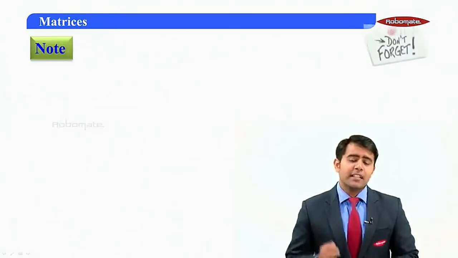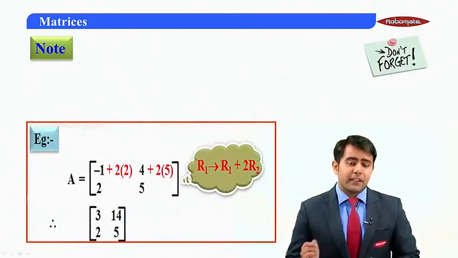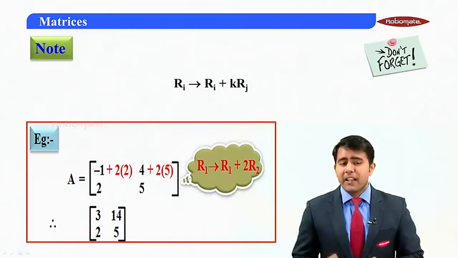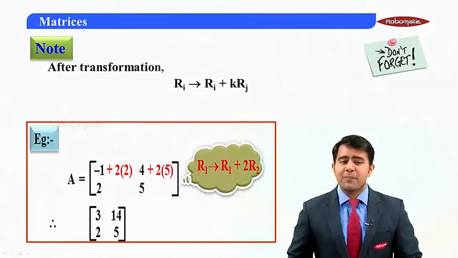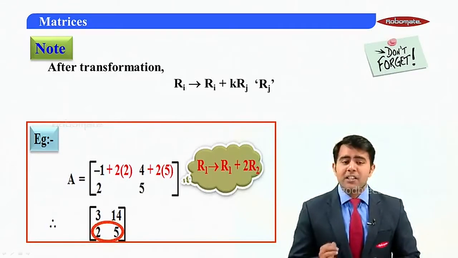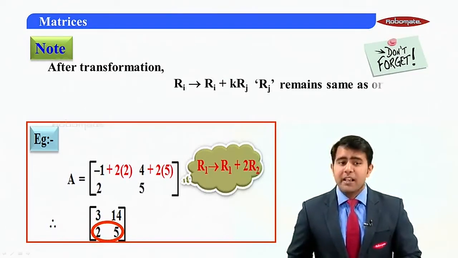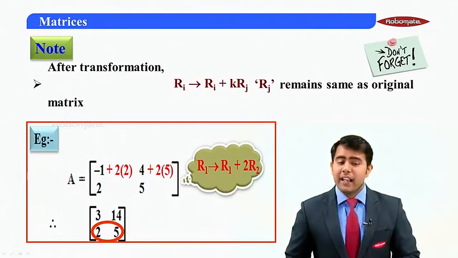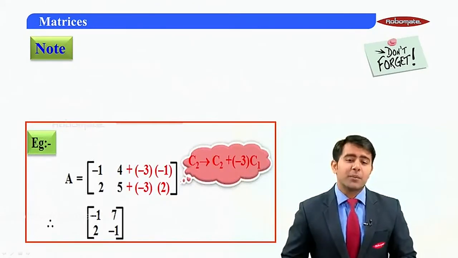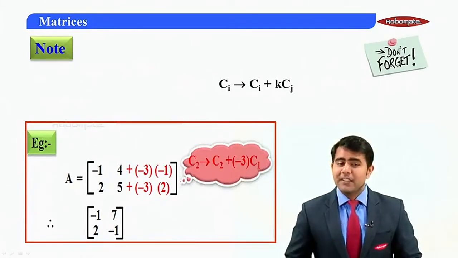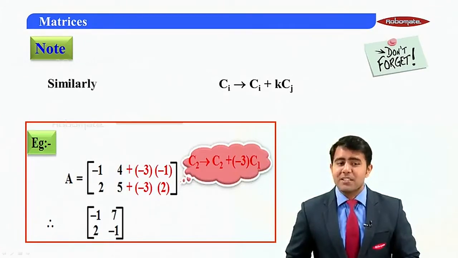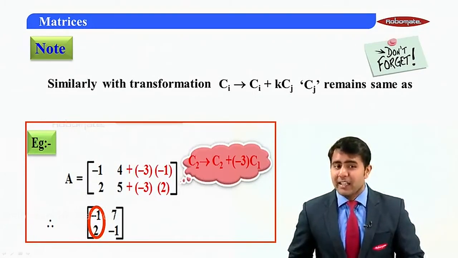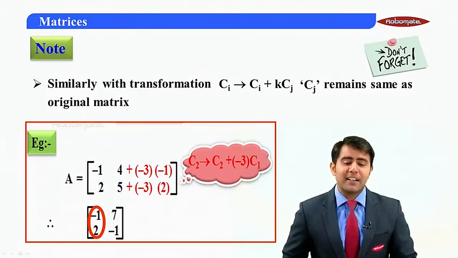Now, there are some important points to be remembered. Consider this example which we have taken previously. Here what we observed is, if Ri changes to Ri plus K times Rj, then after transformation, Rj, here Rj is R2, remains the same as that of the original matrix. Similarly, we had also taken one example for column transformation. So what we observe here is, after Ci changes to Ci plus K times Cj, after the transformation Cj, here it was C1, remains the same as that of the original matrix.